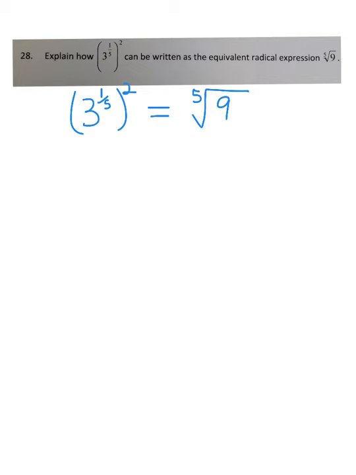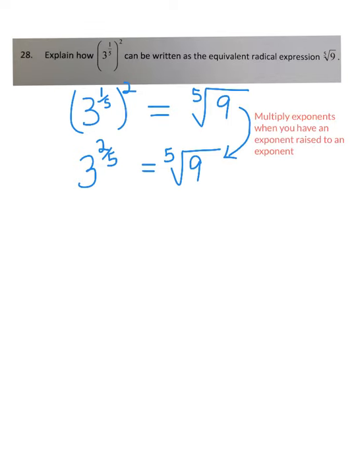Well, I know that when I have a power to a power, what do I do with those two exponents? I multiply them, right? Okay, so if I multiply, and you can use your calculator or your brain, if I multiply 1/5 times 2, I'm going to get 2/5. And we're going to prove that it's equivalent to the 5th root of 9. Then we have to explain what we did from this step to this step. So my explanation would be: multiply exponents when you have an exponent raised to an exponent.